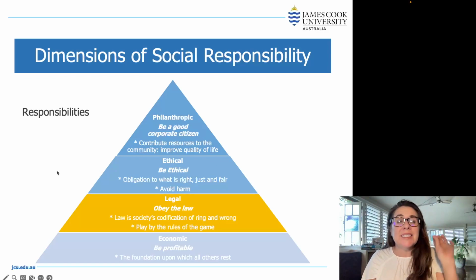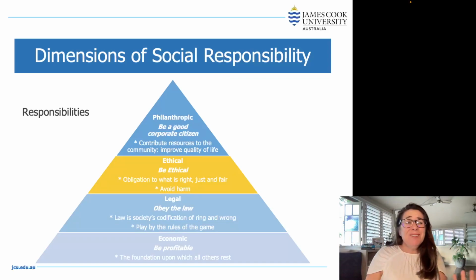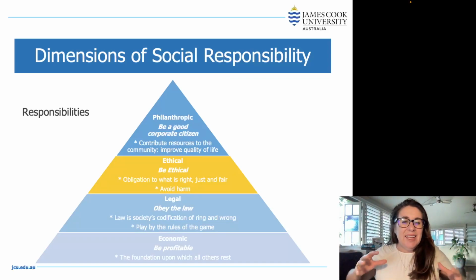So as marketers, it is really, really important. It is the law that we cannot mislead anybody with our marketing and with our advertising. And we also need to be ethical as well. So the economic and legal responsibilities, they're at the most basic levels of our social responsibility.